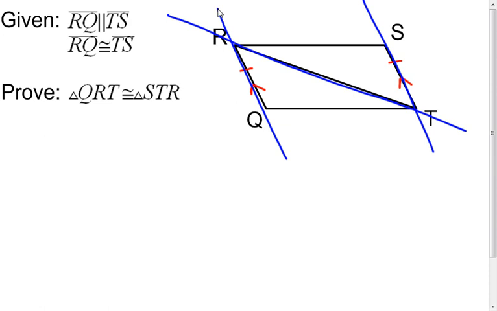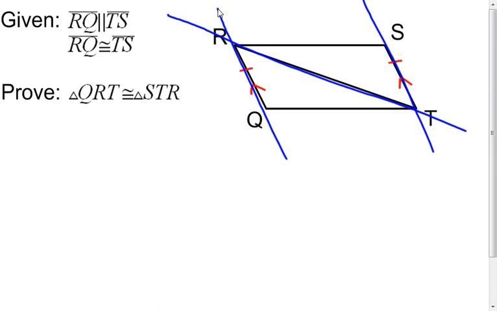Now, if lines are parallel, cut by a transversal, I know that alternate interior angles are congruent, alternate exterior angles are congruent, and corresponding angles are congruent. I also know that same side interior, consecutive interior angles are supplementary, which is not as helpful in a problem like this. So I'm going to look for some of those things that are congruent, because if I can get some congruent angles and congruent sides, my triangles are going to be congruent.